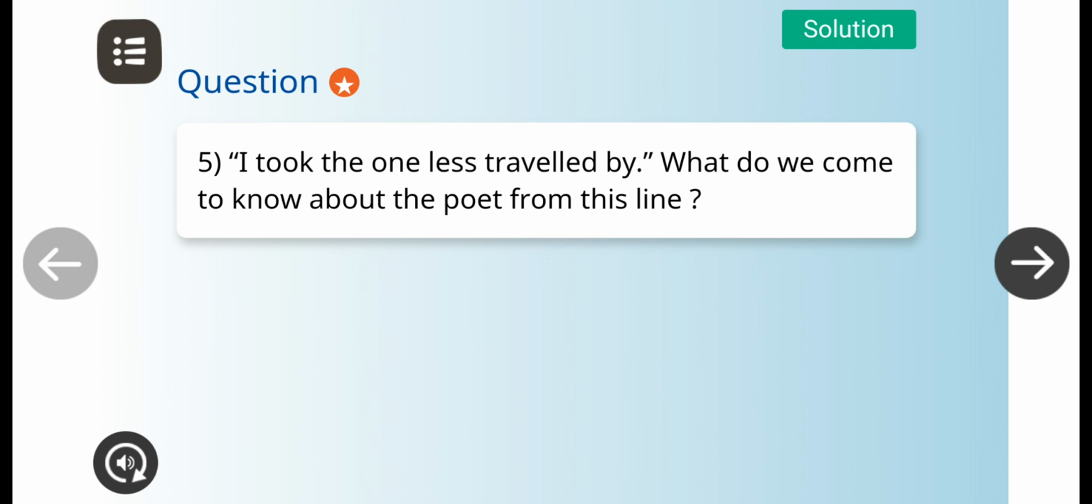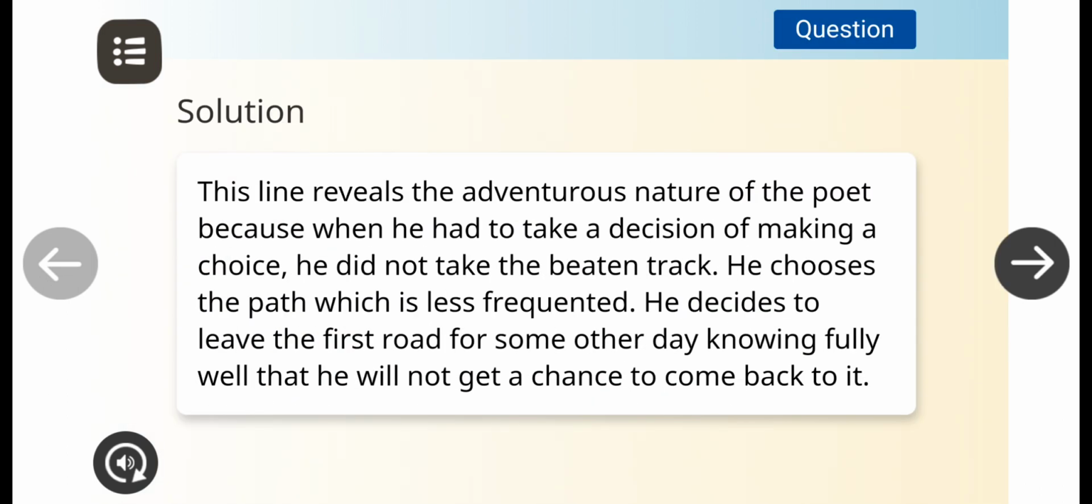So, the first question: "I took the one less traveled by." What do we come to know about the poet from this line? This line reveals the adventurous nature of the poet because when he had to take a decision of making a choice, he did not take the beaten track. He chooses the path which is less frequented. He decides to leave the first road for some other day, knowing fully well that he will not get a chance to come back to it.